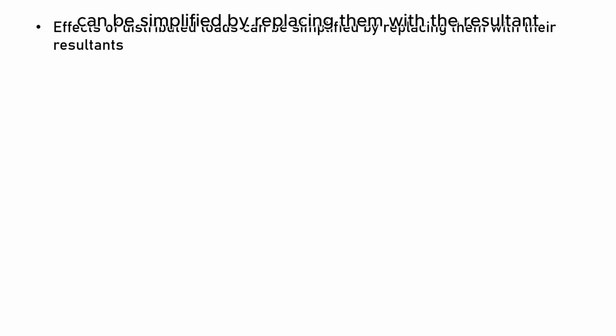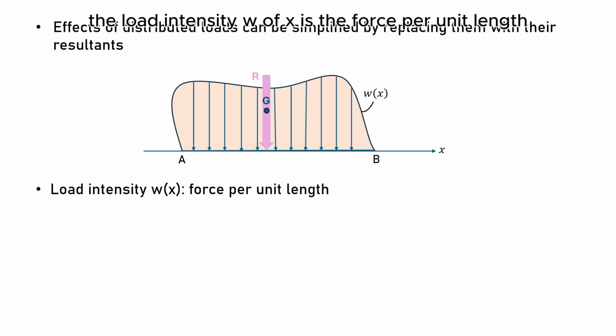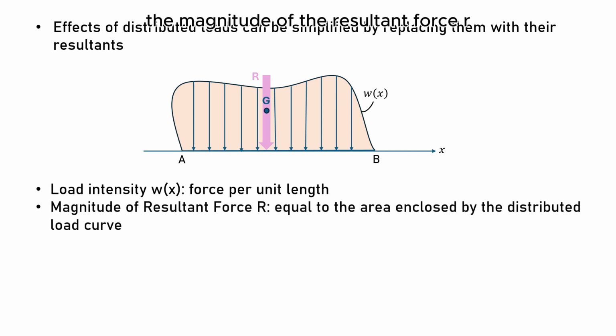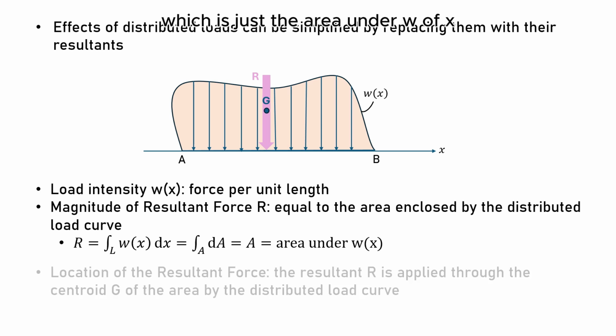The effects of distributed loads can be simplified by replacing them with the resultants. For example, in this diagram, all those little arrows can be replaced by a singular large arrow. The load intensity, W of x, is the force per unit length. The magnitude of the resultant force, R, is equal to the area enclosed by the distributed load curve, which is equal to the integral of W of x dx, which is just the area under W of x.